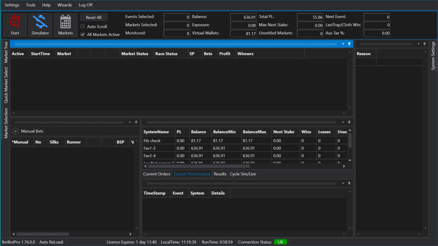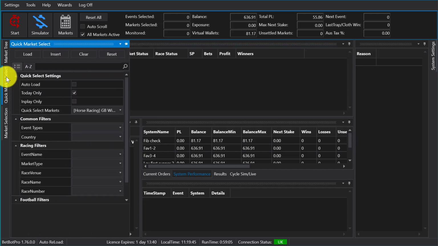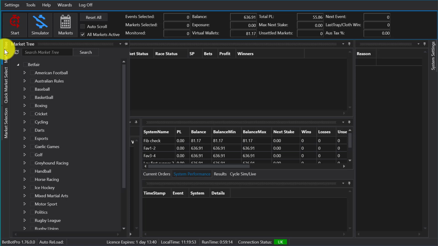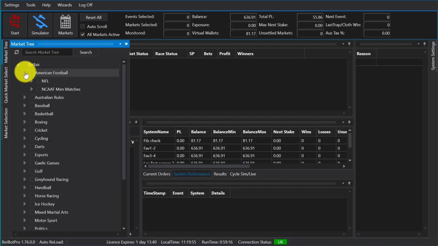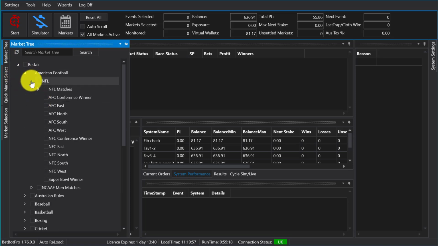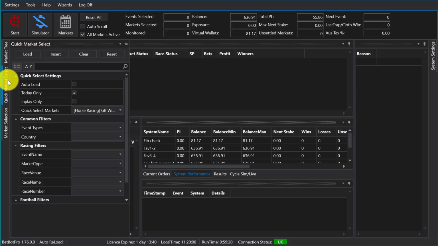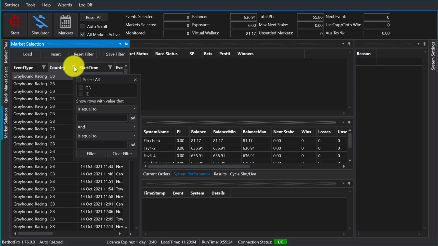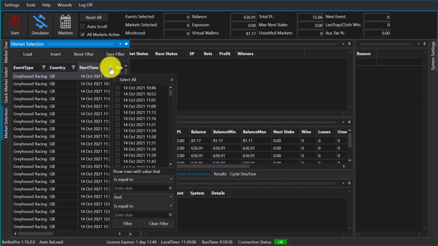Okay, the quickest way to get going is to select your markets. The easiest way to get the most common markets is the Quick Market Select tab. There are other tabs available for more detailed filtering and control. There's the market tree where you can individually click different markets. And there's the market selection tab where you can filter additional requirements for your needs.